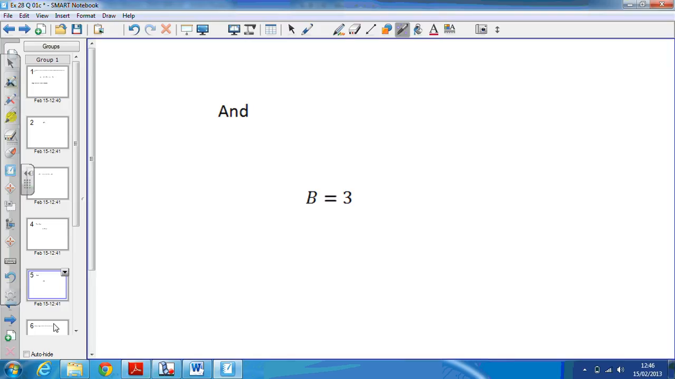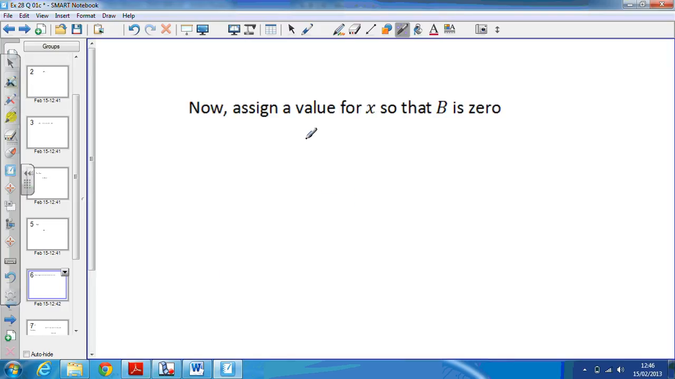All we've got to do now is try and find the other constant. So what we do now is assign another value to x so that b is 0. So go back to the original equation. What value would x have to be to make b 0? And then see if you can follow the same method and arrive at a value for a. So pause this video here and have a go. The solution follows.